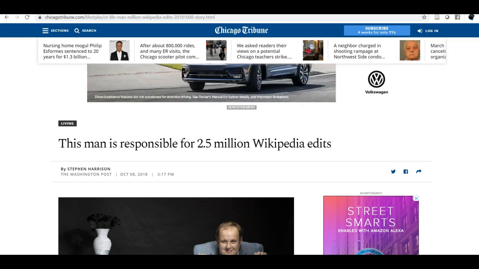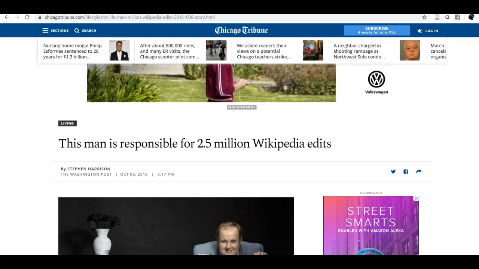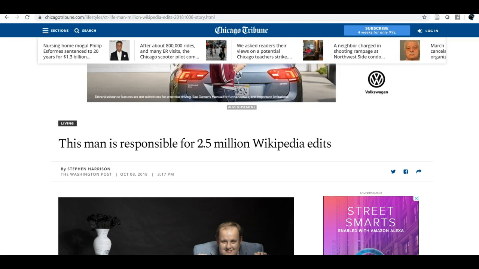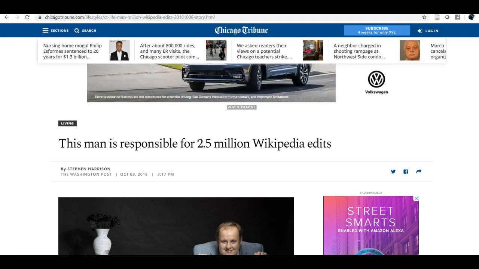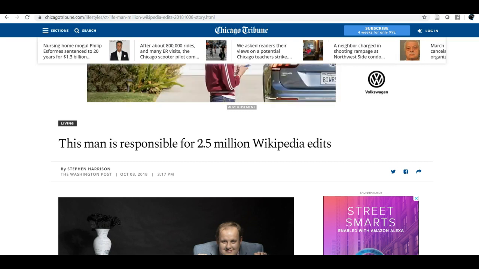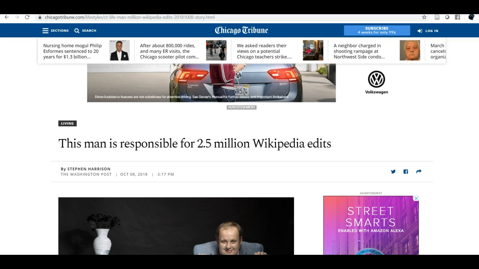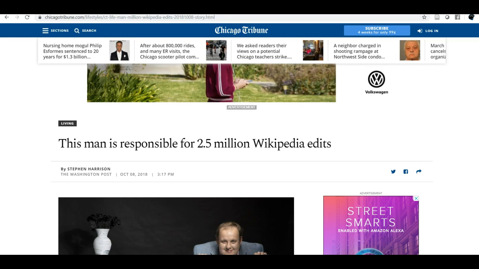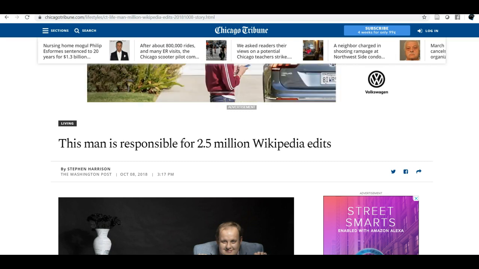I think there was a study done that showed that Wikipedia is close to being as accurate as Encyclopedia Britannica. Now, the issue there isn't really with how accurate Wikipedia is. The issue is with authority. The issue is with authorship. And this kind of reflects that.